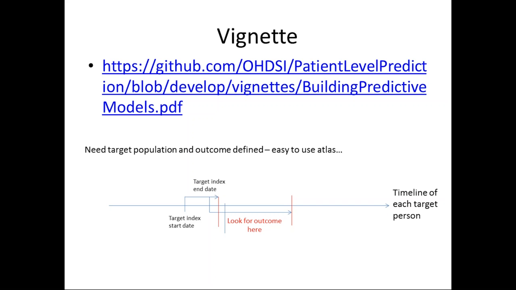So you need to define your target population, you need to define your outcome, and then you need to define the time period that you're going to be looking for the outcome for doing the prediction. We generally use that in Atlas but you can do this with SQL as well. Again, this is in the document, how you actually do this and what is needed. I'm going to be showing you it through the Atlas example.